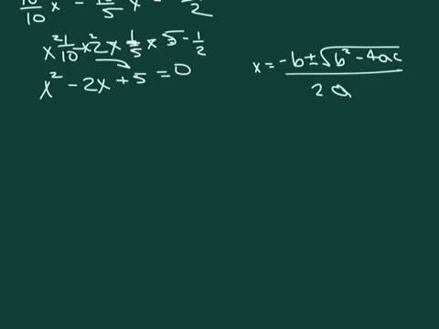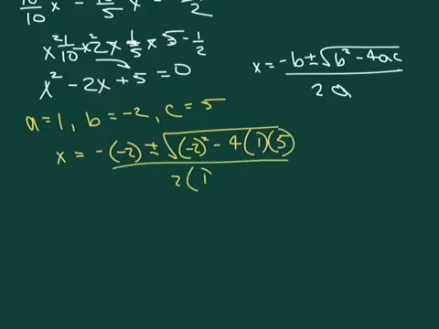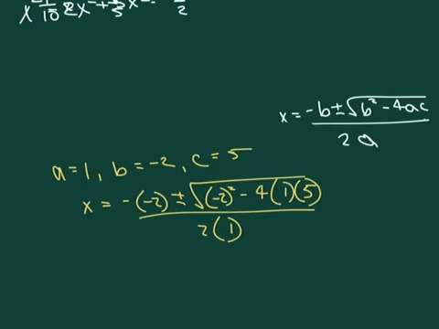All right, so now I've got an a of 1, a b of -2, and a c of 5. So I'll just plug those numbers in. x equals negative, what is b? -2, plus or minus the square root of b squared minus 4ac all over 2 times a. Okay, so I have all that stuff there. Now I'm going to go and simplify.